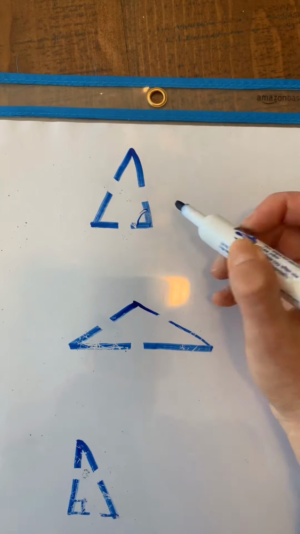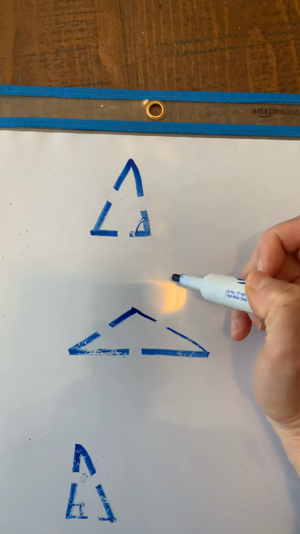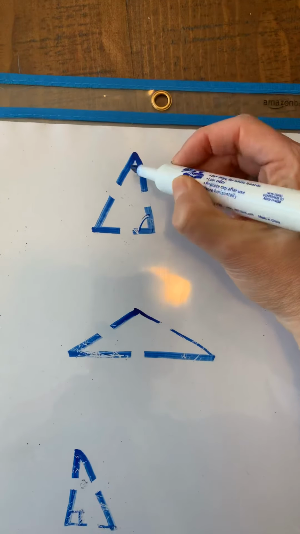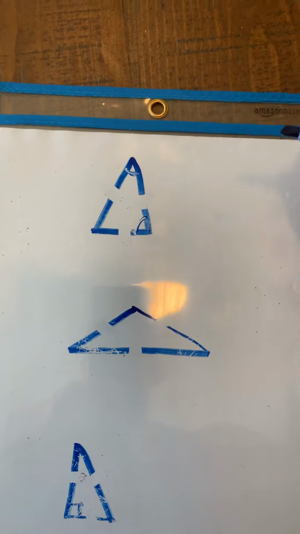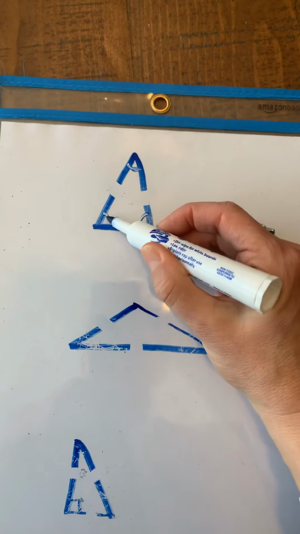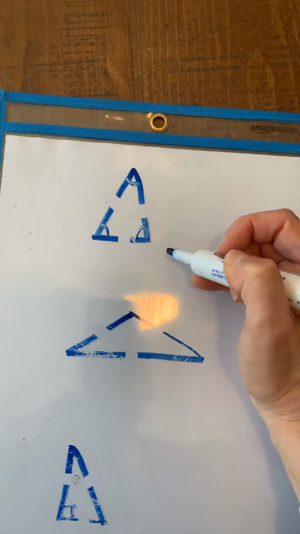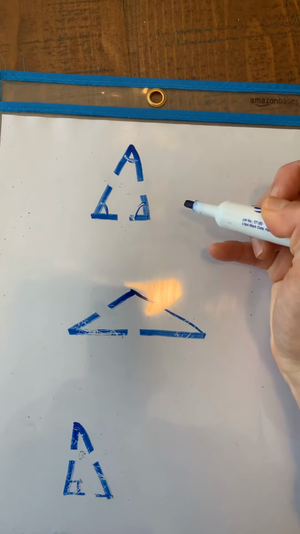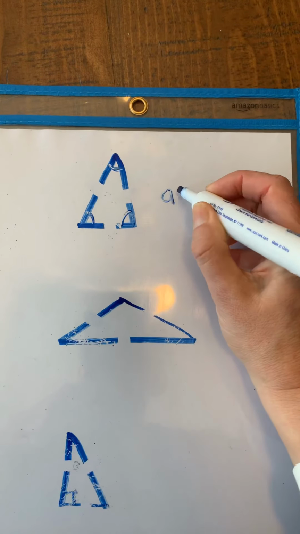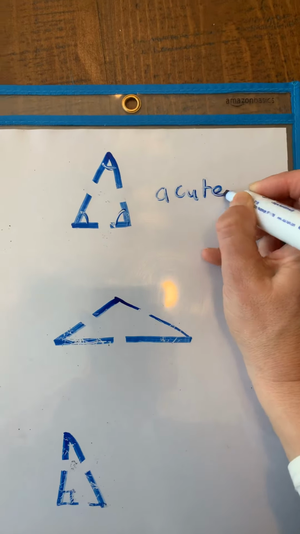So now we have to look at them. What is this? Acute. What is this? Acute. What is this? Acute. They're all less than 90 degrees, less than a right angle. So this is obviously an acute triangle.